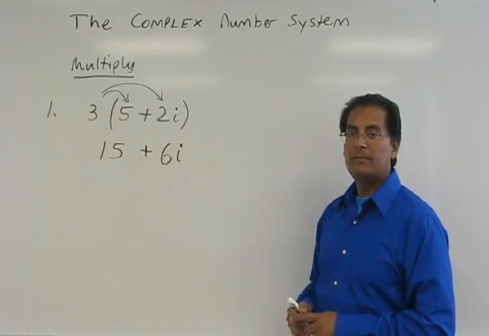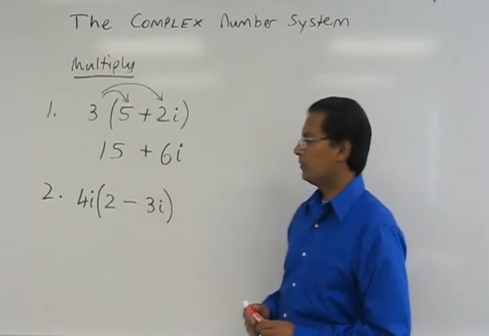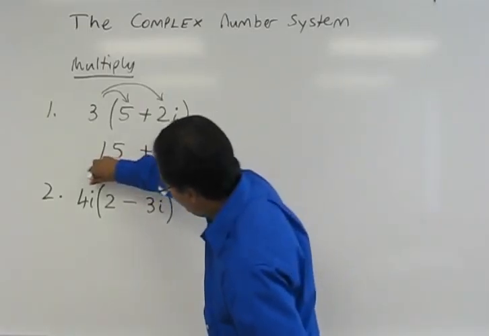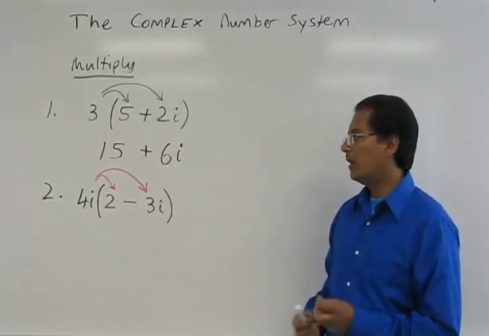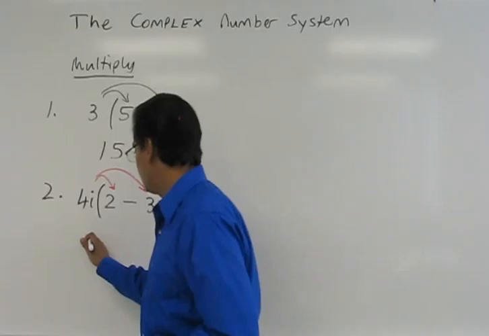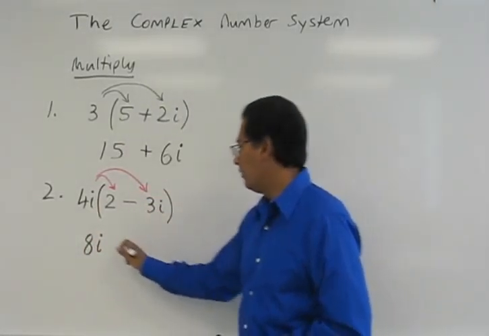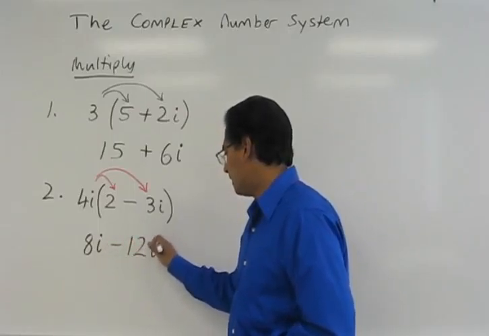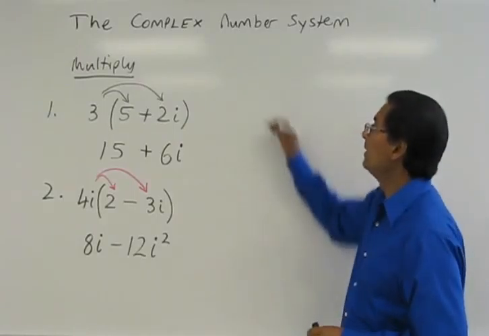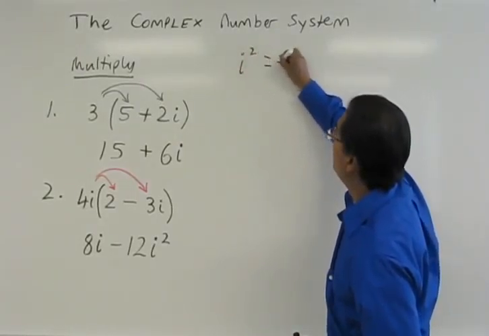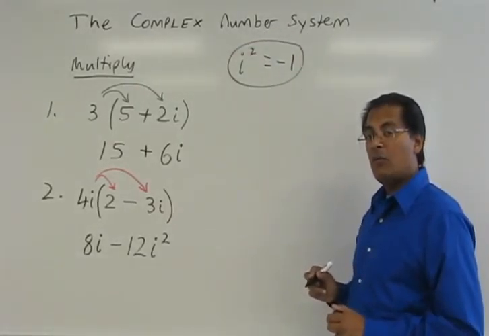Let's do another example. In this case you're asked to multiply 4i times 2 minus 3i. Again, we use the distributive property. Multiply 4i times 2, we get 8i. Multiply 4i times 3i, we get minus 12i squared. Now, you might recall that i squared is -1. You have to remember that. So i squared is -1.